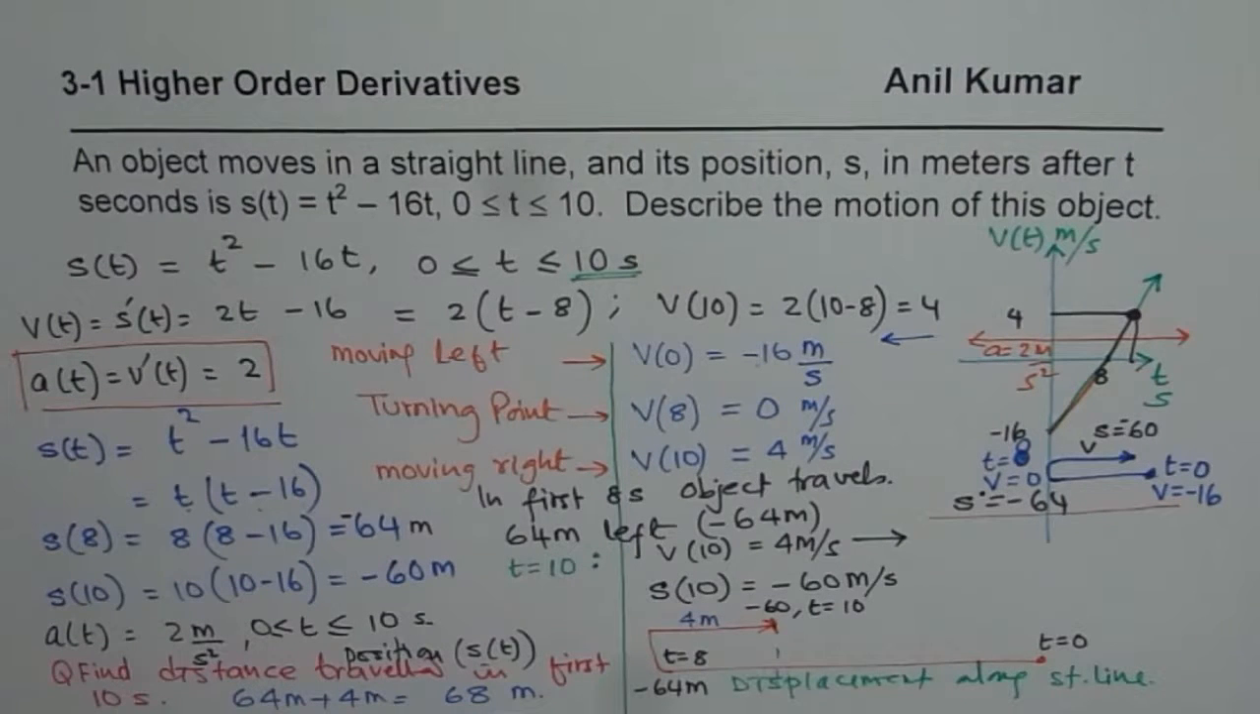I hope all this explains very clearly how to describe the motion of an object along a straight line, and also how to sketch these graphs, right? So these are important graphs to work with.